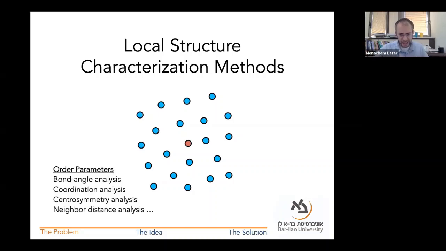So what they do is develop all sorts of what they call order parameters, which are essentially functions that try to capture the order nearby. Bond angle analysis, I wrote. I'll explain some of these a little bit. Coordination analysis: maybe they count how many neighbors are within a certain distance away. Central symmetry analysis, I'll explain that a little bit. Neighbor distance analysis. So they do what you and I would do if someone said, "Here's a bunch of data, look at it and try to do it."